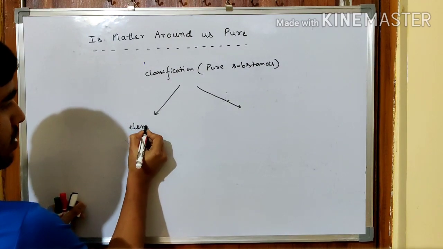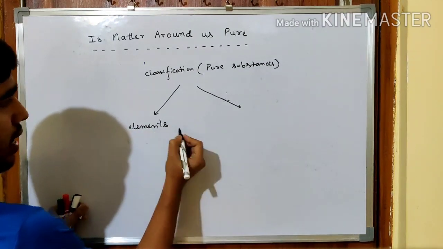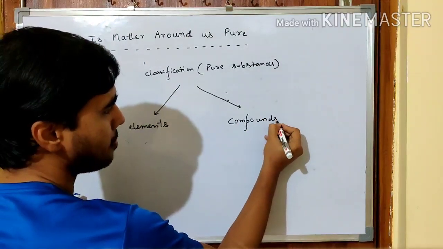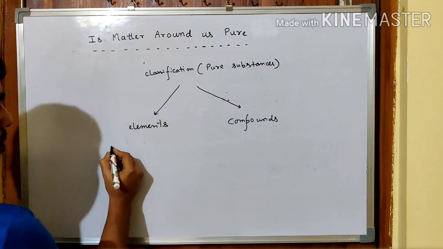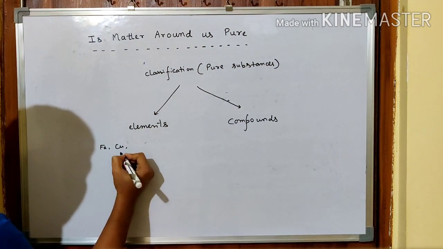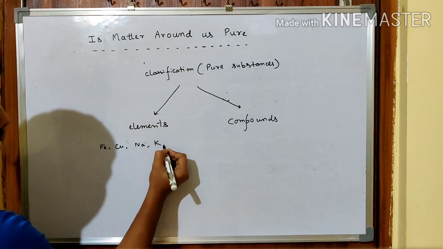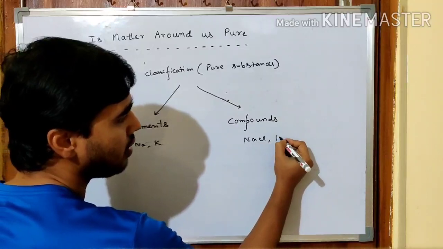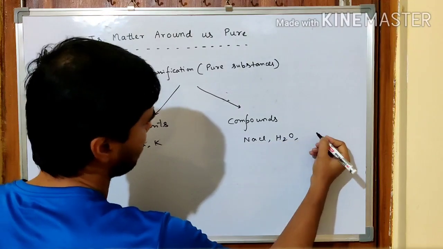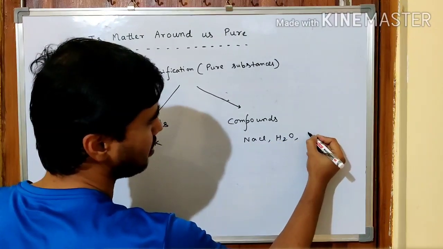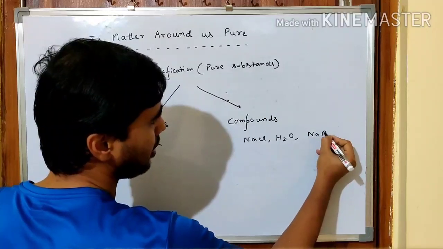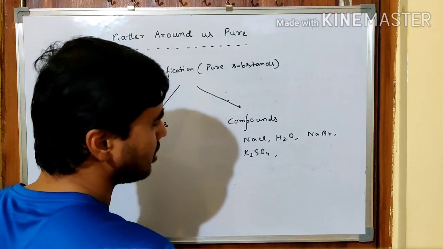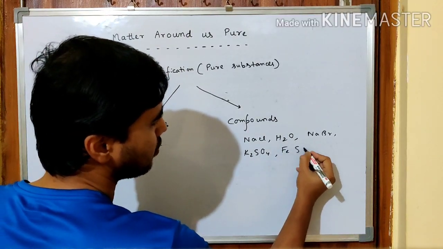One is elements and there is compounds. Elements, as you know, the examples are iron, copper, sodium, potassium, etc. And the compounds, you can take sodium chloride, water, whatever you write. There are say sodium bromide, K2SO4, numerous examples are there. FeSO4.